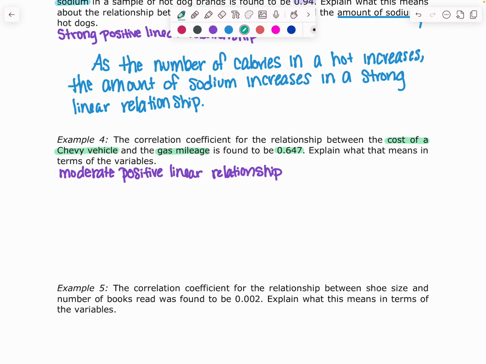And then again, I want to figure out which is my explanatory and which is my response. So would the cost affect the gas mileage, or would the gas mileage affect the cost? I think the gas mileage would affect the cost. So the gas mileage would be my X and the cost would be my Y.